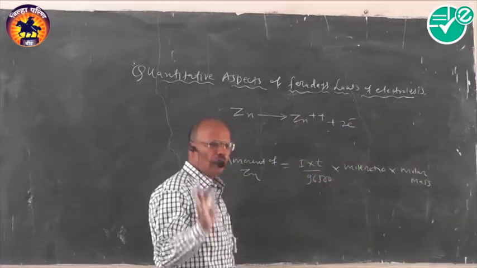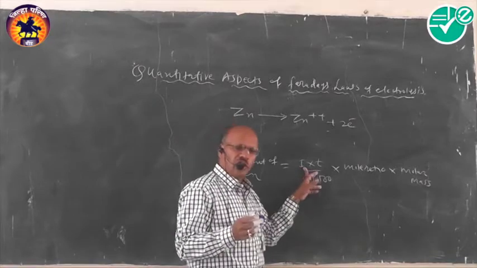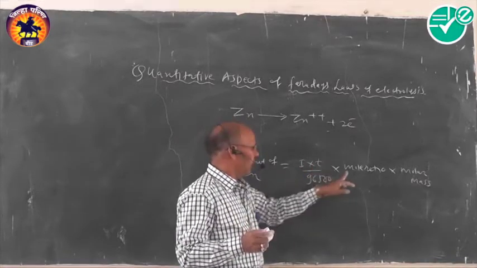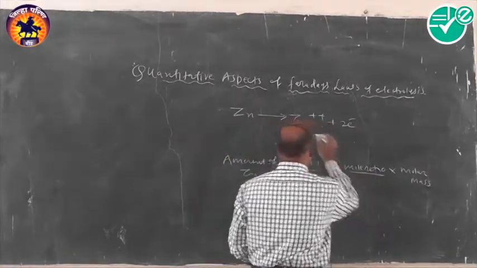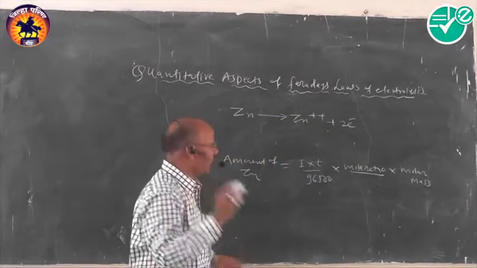Now which thing is not given to us? Current strength I is given, time interval is given. Now we have to work out the mole ratio from the above reaction. How to work out the mole ratio?